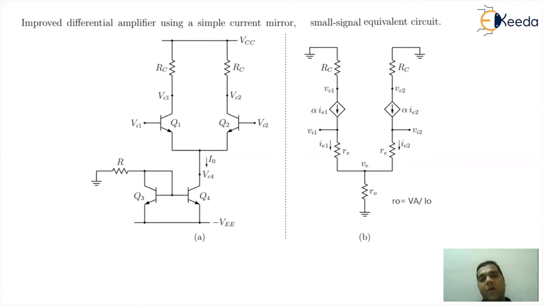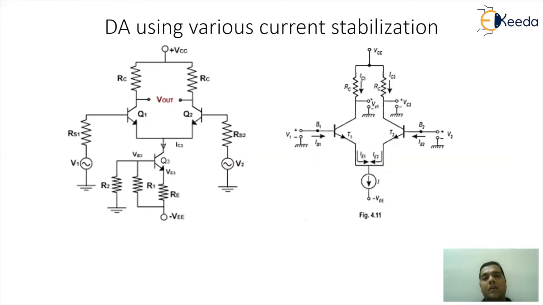And during the AC equivalent, the lower section of the constant current source can be replaced by its equivalent resistance defined as small RO, where small RO can be calculated as VA by IO. So all of us are aware of the parameter VA, which is also called the early voltage. Now there are a few more techniques of current stabilization.